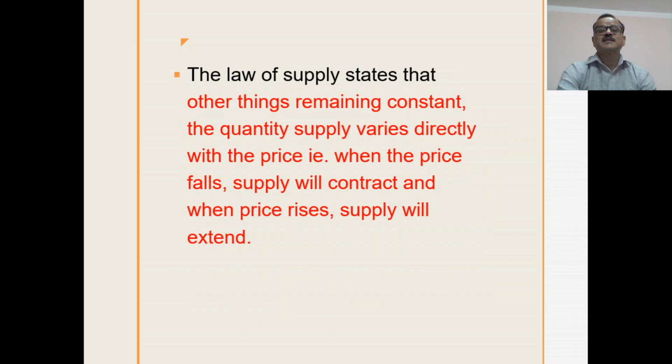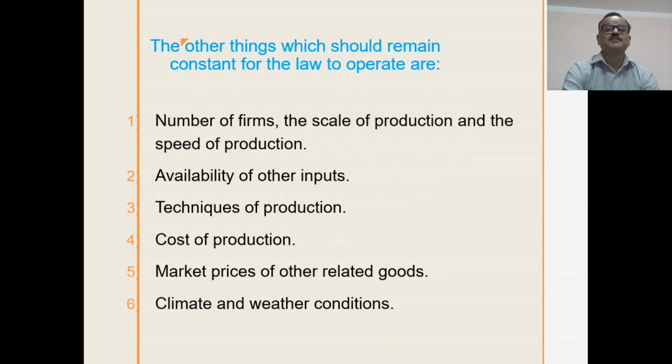The law of supply states that, other things remaining constant, the quantity supplied varies directly with the price. That is, when the price falls, supply will contract, and when price rises, supply will extend. So, when price rises, supply will extend, and when price falls, supply will also contract. So there is a direct, or positive, relationship between supply and the price offered for sale.